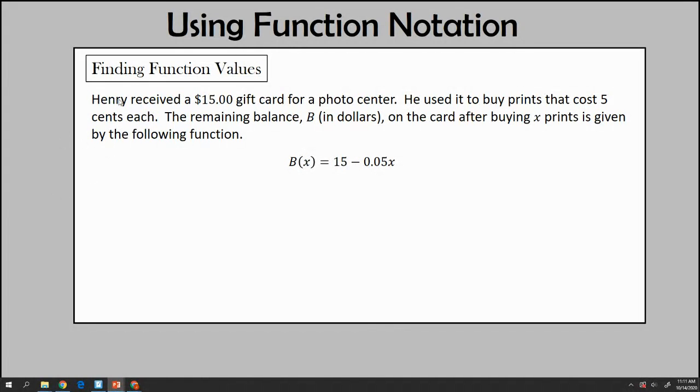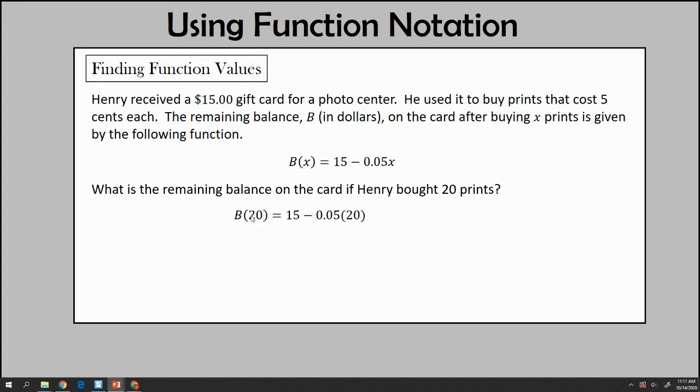Another one. Henry receives a $15 gift card from a photo center. He used it to buy prints that cost 5 cents each. So the remaining balance, B, in dollars on the card after buying X prints is given by this function. Remember, B represents the remaining balance. X is the number of prints that he buys. And obviously, we're going to take the $15 he has to start with and subtract 5 cents times every print he buys. So again, the answer to this will be the amount of money he has left on the card.